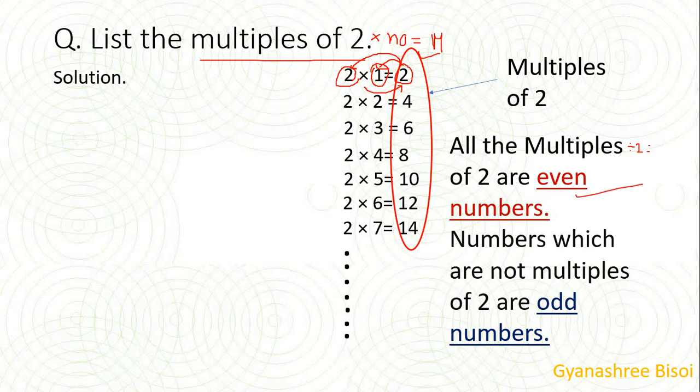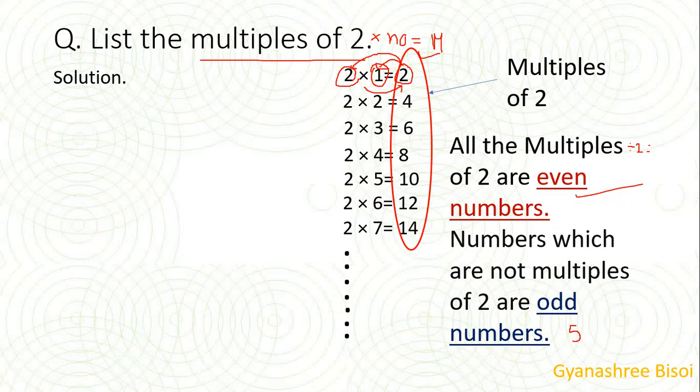Then what about the numbers which are not multiples of 2 or not divisible by 2? You know, these numbers are called odd numbers. The numbers which are not multiples of 2 are odd numbers. For example, 5. 5 is not a multiple of 2, right? Multiply 2 by any number, 5 will never come. So 5 is not a multiple of 2.